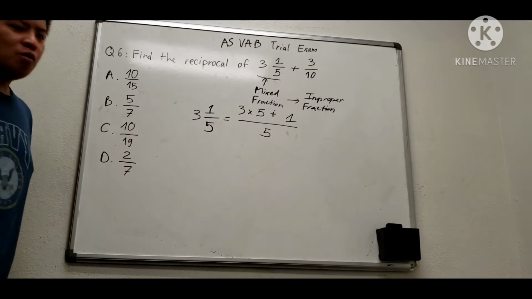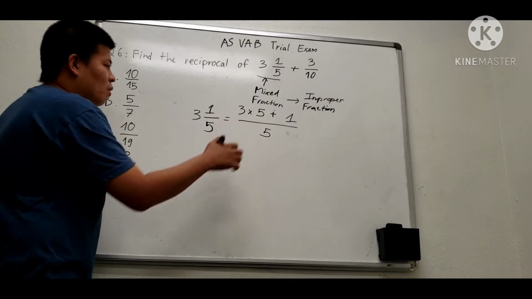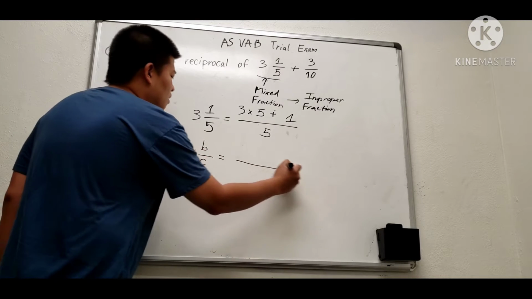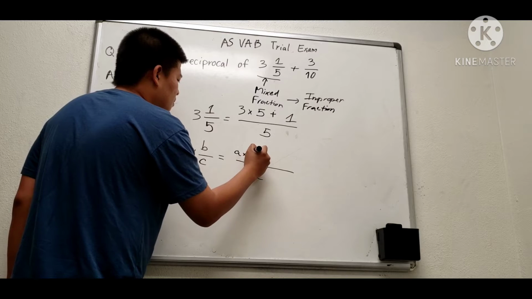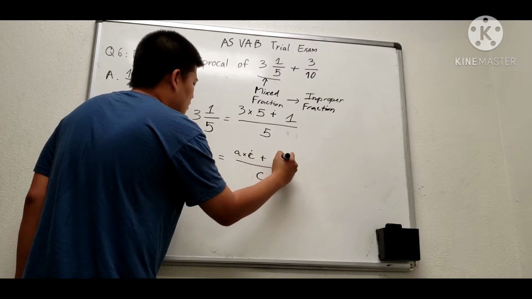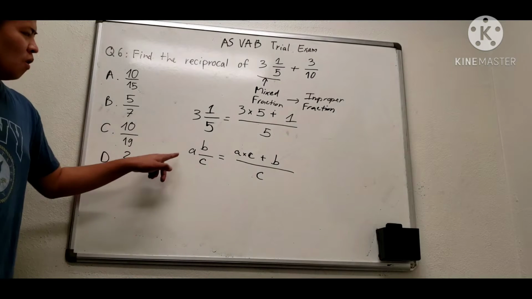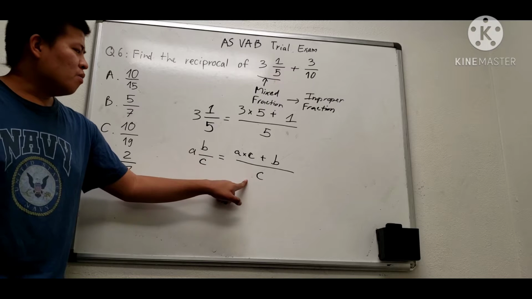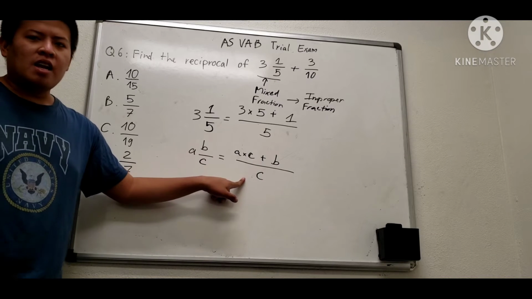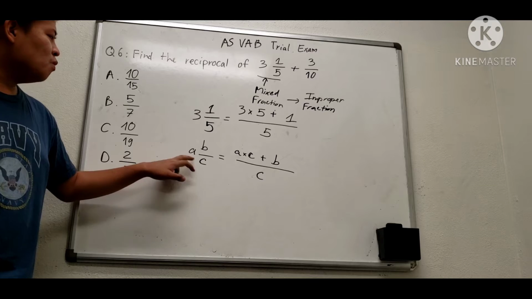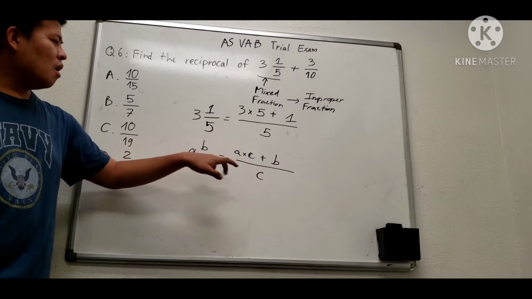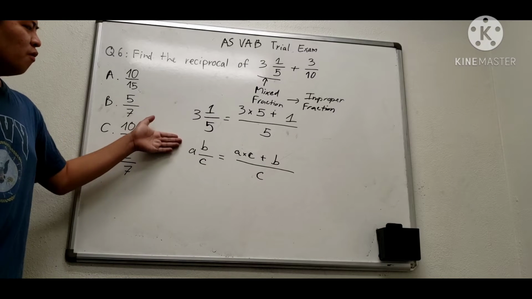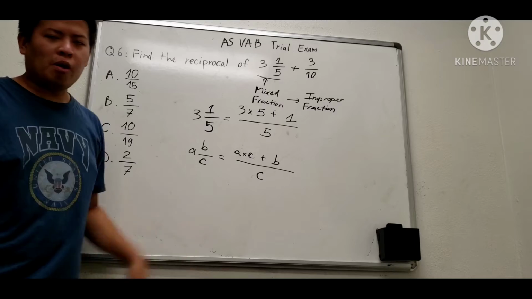So the formula to convert the mixed fraction to improper fraction, we have the formula like this. We keep C in the denominator, A multiplied with C in here, plus B in here. So that's about the numerator. So this is the basic formula to convert the mixed fraction to improper fraction.